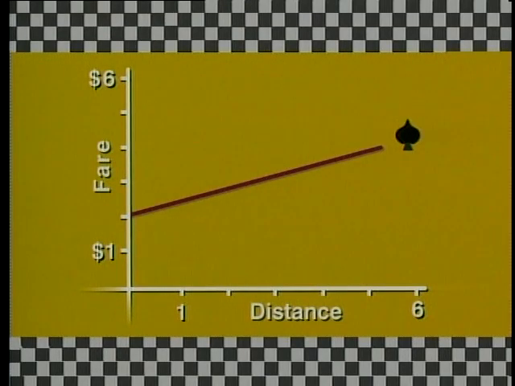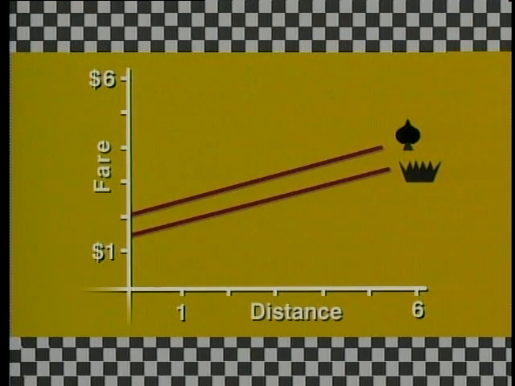I also called the King Cab Company. Their fares start at only $1.50, and the rate after that is 25 cents a mile, just like Ace's. So, just as before, I find the one point I know for sure, the $1.50 base charge. I go over a mile and up 25 cents and draw my line.